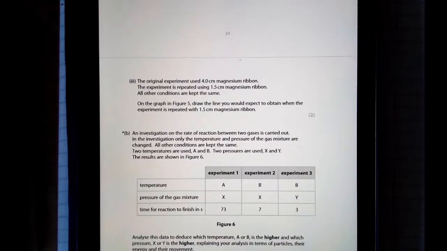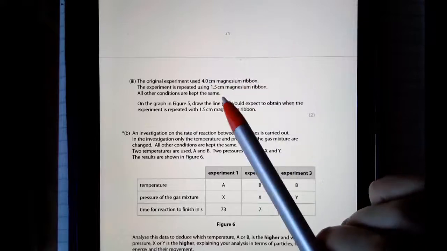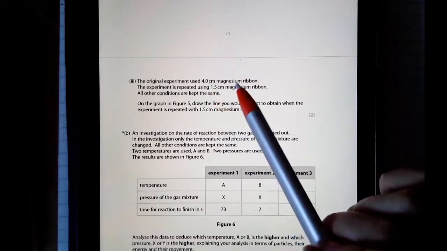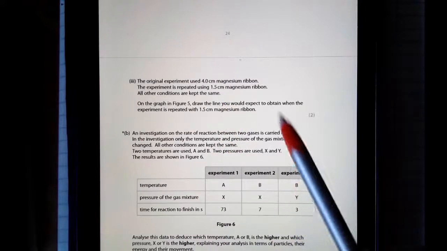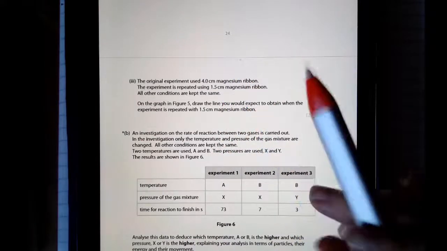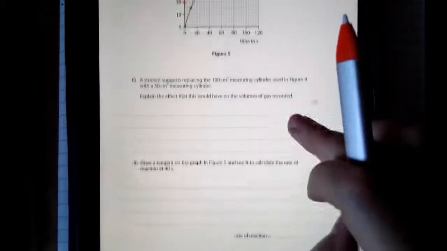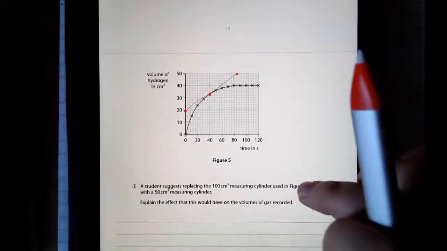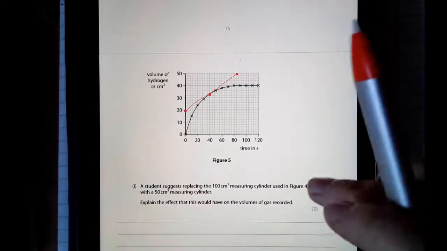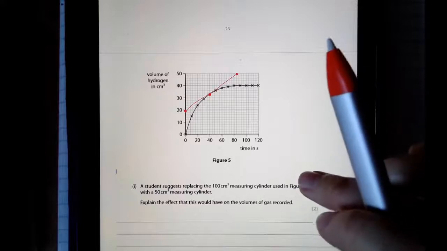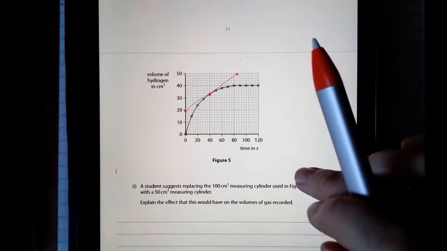This is another similar style question. You're told that the original experiment, which is on this page above, you use 4 centimeters of magnesium, but then you repeat it using 1.5. So you're going to use less magnesium. If you're using less magnesium, if you're using less reactants, then you're going to expect the rate to be slower because there's going to be less frequent collisions if you've got less particles in there. But also if you're using less magnesium at the start, then you'd expect to be making less products.